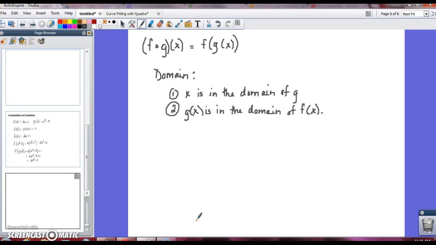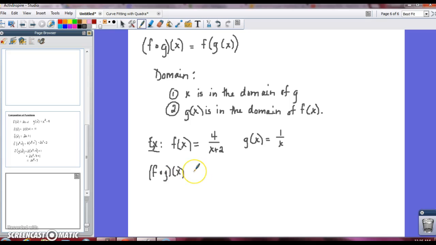Let's take two functions. Let's take f of x is equal to 4 over x plus 2, and g of x is equal to 1 over x. So before I can determine what f of g of x is, let's first talk about the domain.